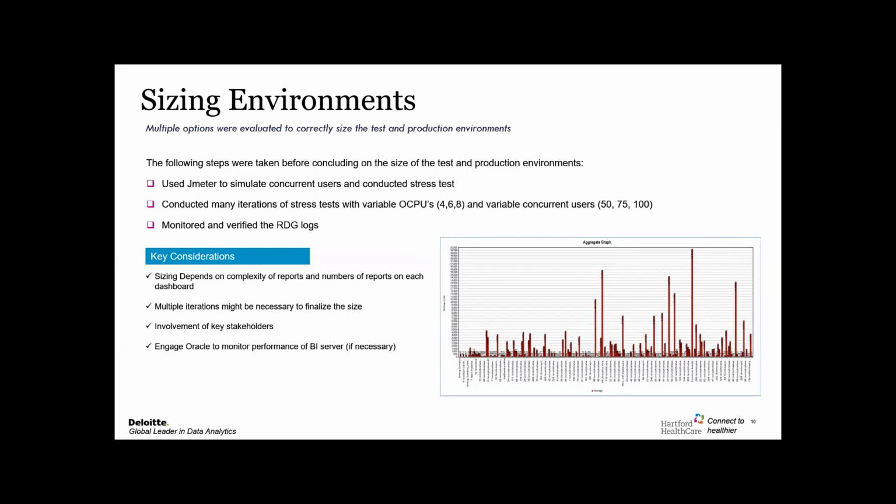Say, for example, going through the previous usage tracking data, we came to know that at some point there are 100 concurrent users in our environment. So we simulated the script with 100 concurrent users with 4 OCPUs, 6 OCPUs, and 8 OCPUs consistently. Then we compared these graphs and saw where the correct sweet spot for performance was.